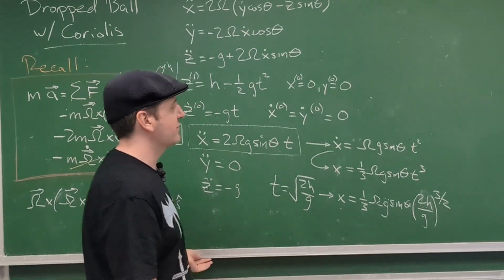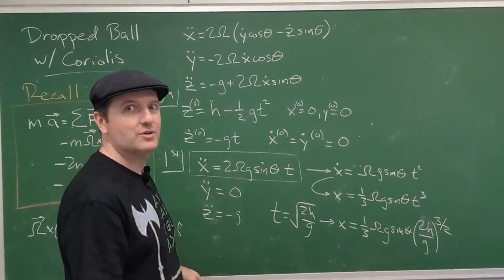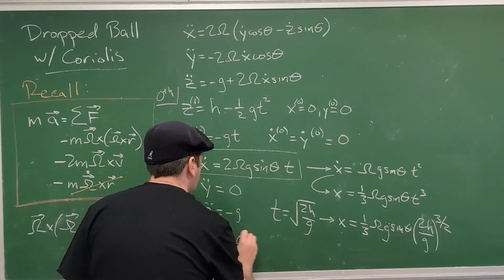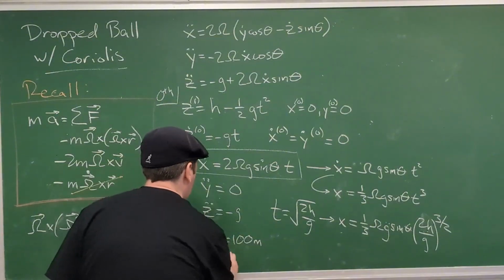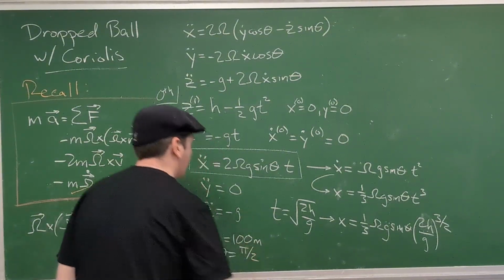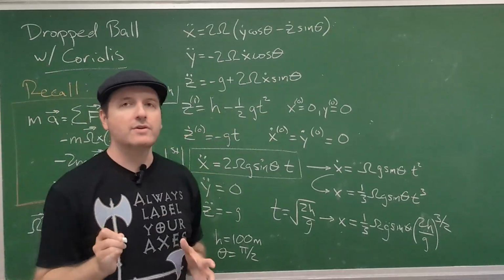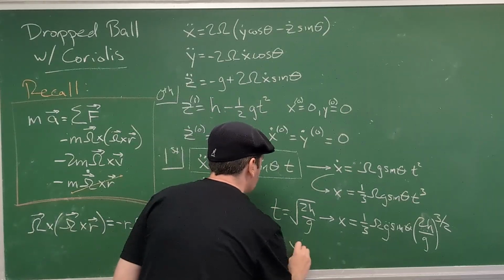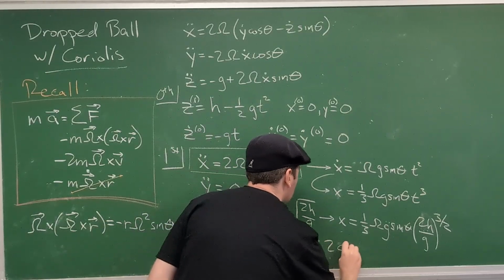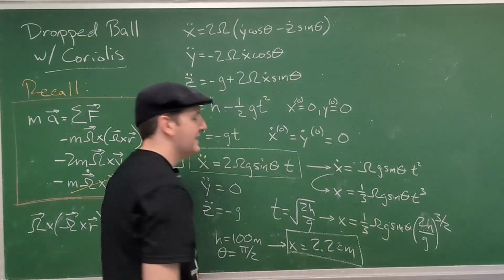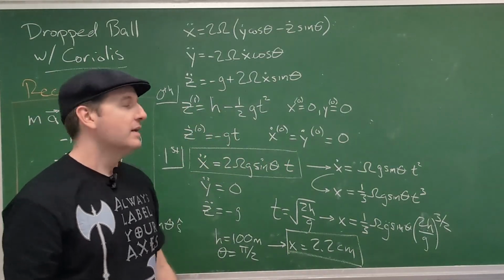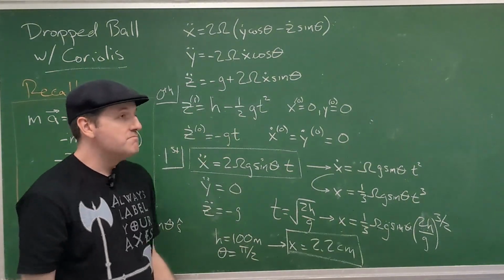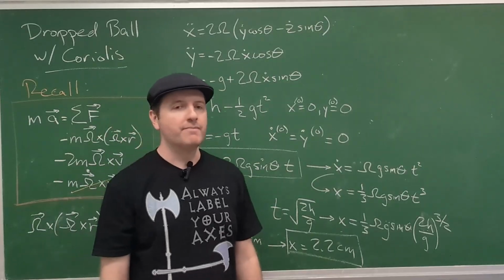Let's just take some numbers, for example. Let's say h is 100 meters. And let's also say that we're on the equator. So if I drop something from 100 meters up at the equator, where theta is pi over 2, that tells me that this eastward deflection is about 2.2 centimeters. Not a very far distance. So it's because omega is relatively small, but we do end up with a measurable deflection. This can actually be measured.